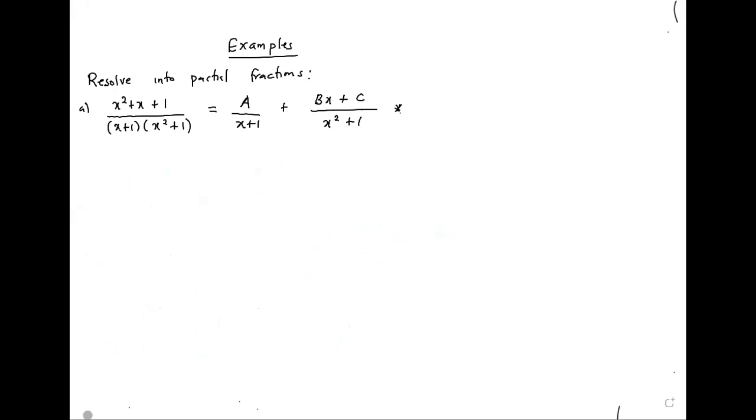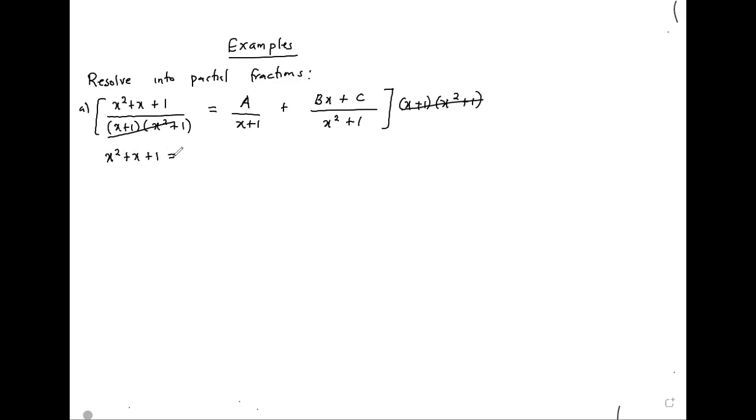So this is a different type, so you treat it differently. Now how do you treat it? You multiply by x plus 1 and by x squared plus 1, so that this part and this part will cancel on this piece here. So we get x squared plus x plus 1.